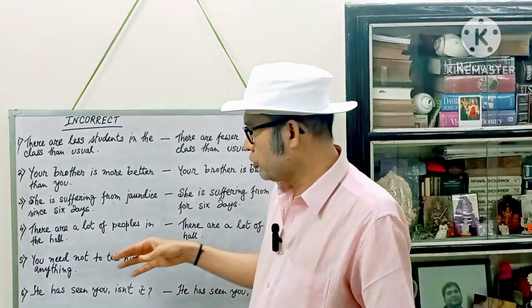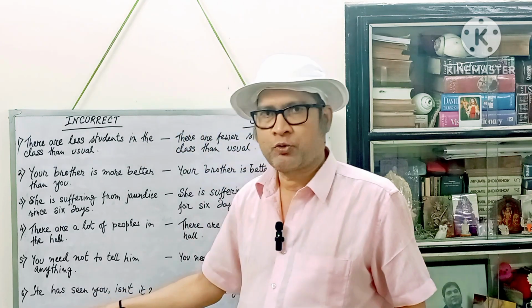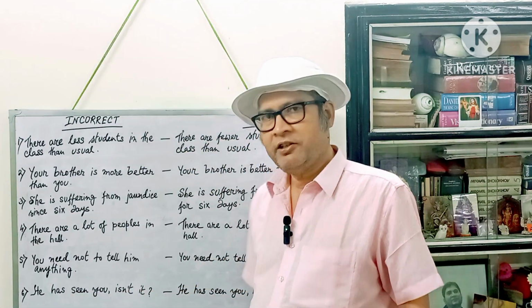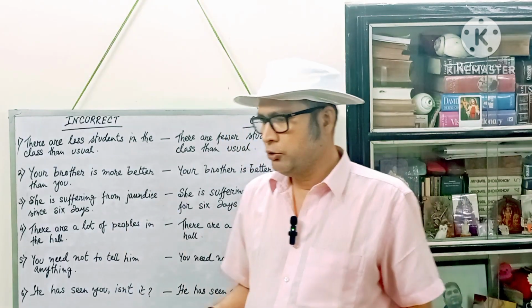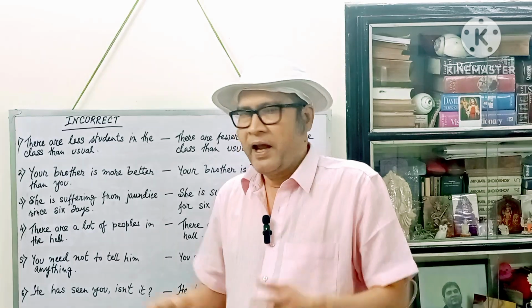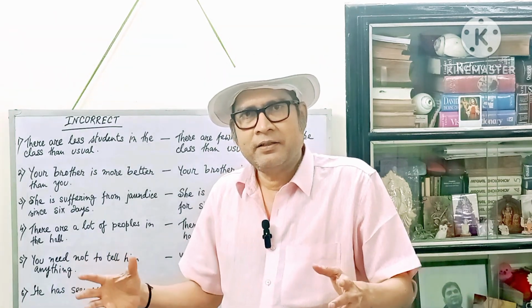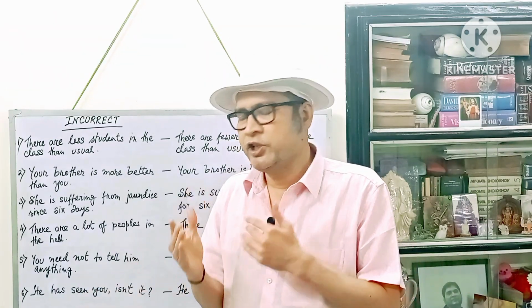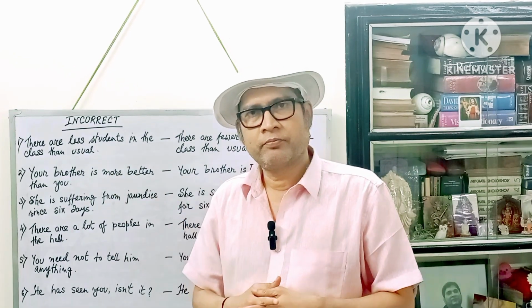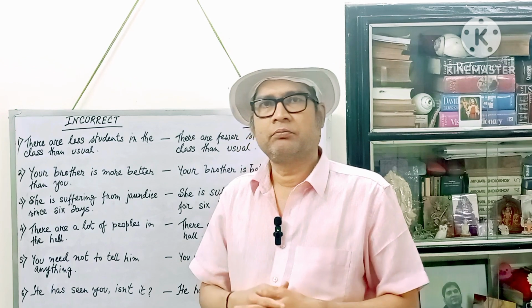Okay, let's move on to number 6, and that is the last one for this session. He has seen you, isn't it? Oh, when you are coming to our house, he has seen you. Isn't it? This question tag we often use with any sentence, and that is the mistake.